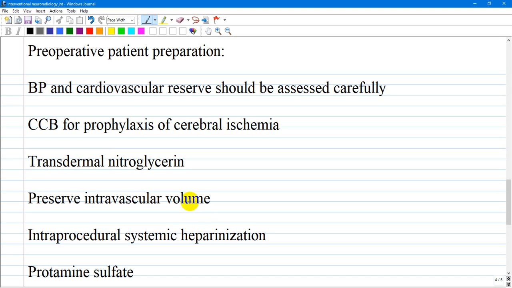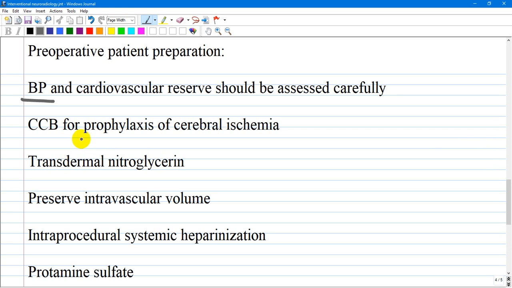Baseline blood pressure and cardiovascular reserves should be assumed and assessed carefully. This almost axiomatic statement is particularly important for several reasons, as blood pressure manipulation is commonly required and treatment-related perturbation should be anticipated. We can produce optimal blood pressure. We can increase blood pressure to increase vascular flow and perfusion, or on the other side, decrease blood pressure if it is too high.